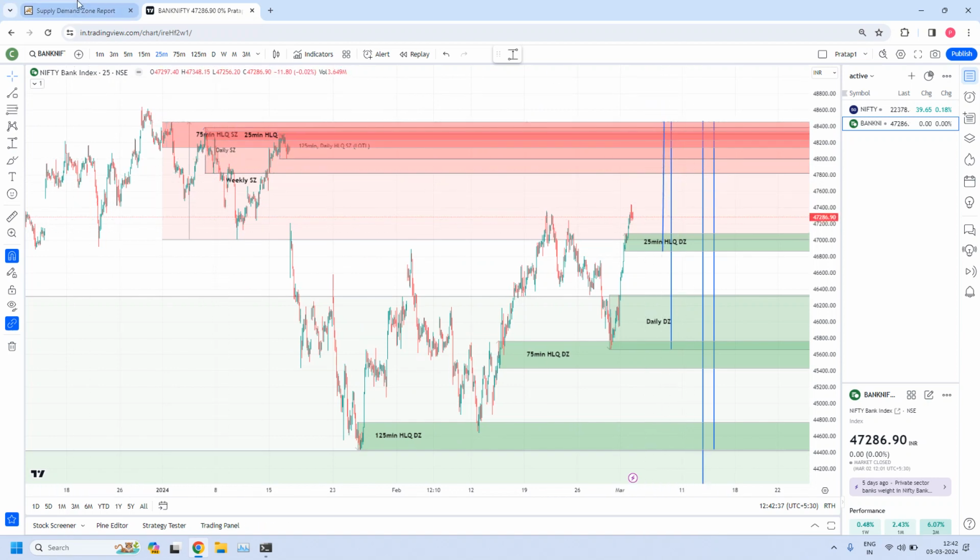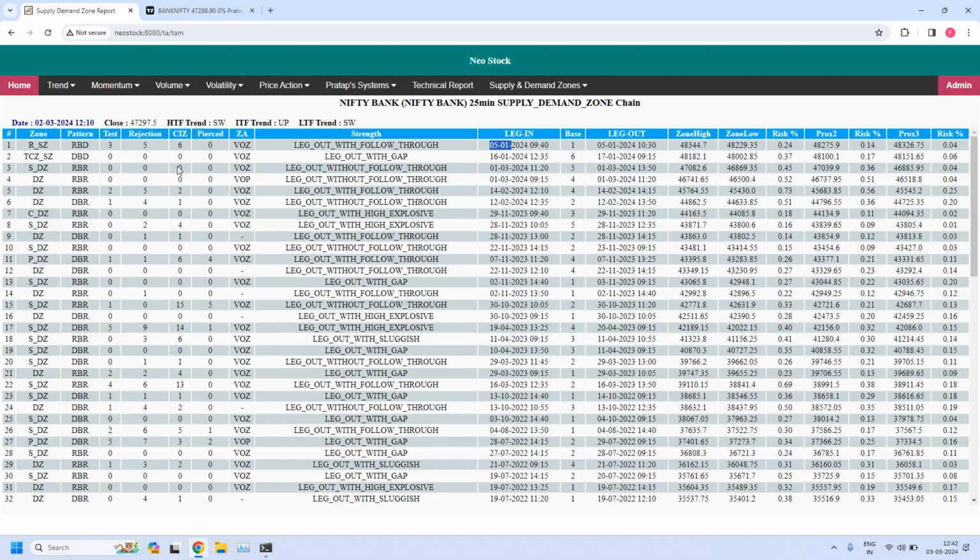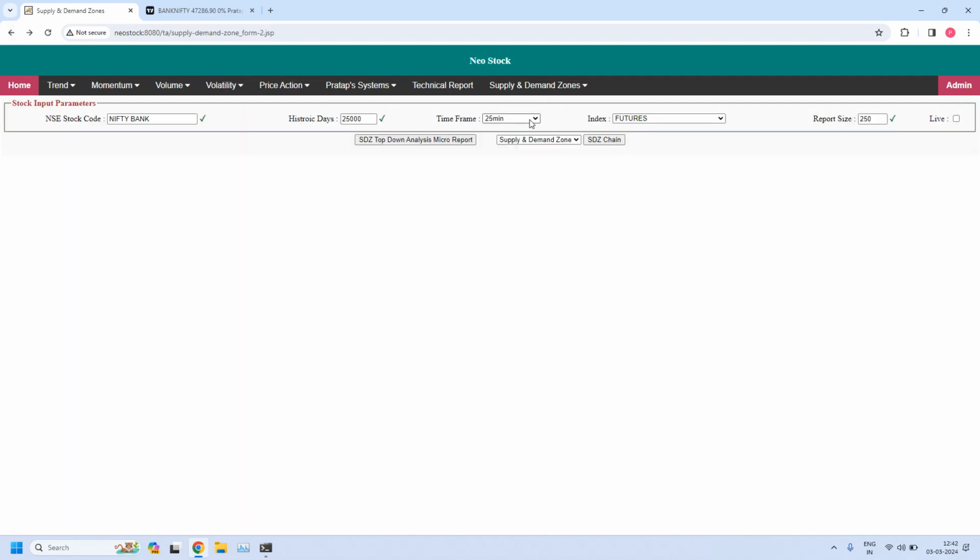Okay, this is a 25 minutes range. Now let's move on to the 15 minutes range. 15 minutes, 25 minutes, both probably they are similar. Same level you will be seeing. So I'm changing the time frame to 15 minutes. I'm generating the chain.